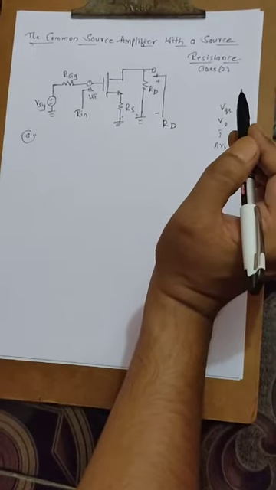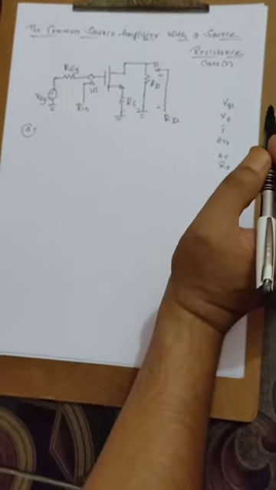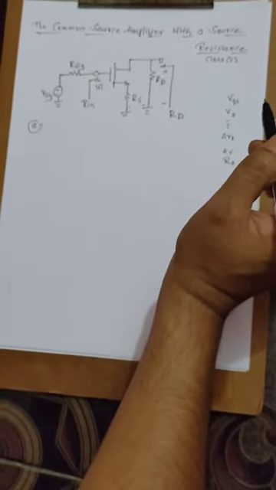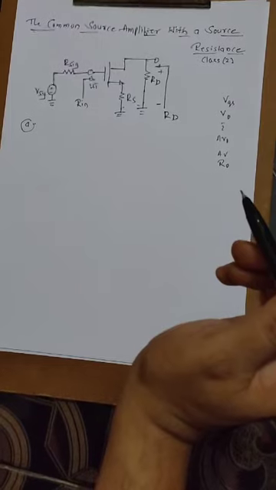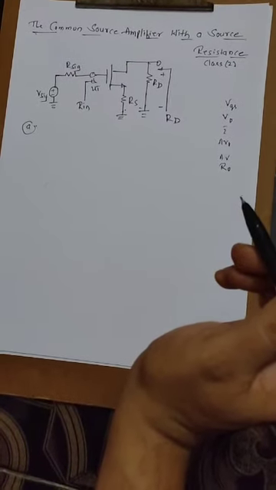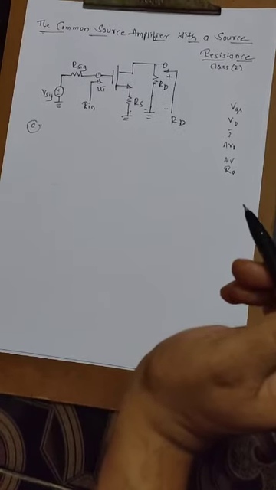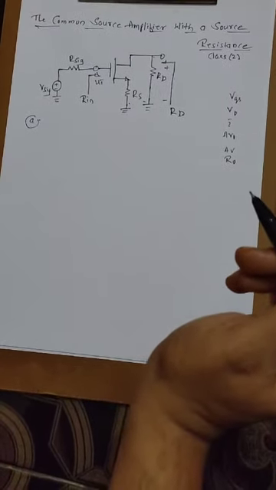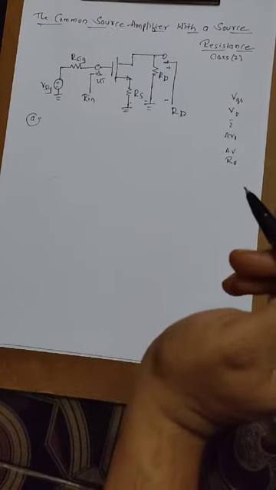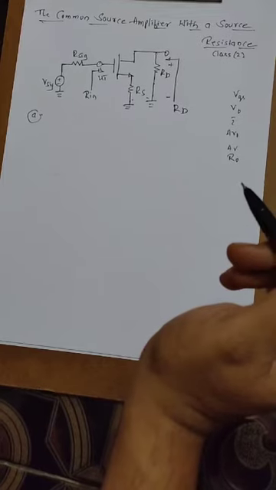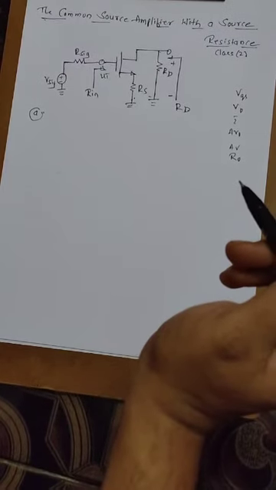Now, with the help of the T equivalent circuit, we are going to define the different parameters of the common source amplifier with the source resistance, like gate source voltage, output voltage, output resistance, input current, open loop voltage gain, as well as the gain of the common source amplifier with the source resistance, and how the source resistance will act as a negative feedback resistance, we are going to study here.